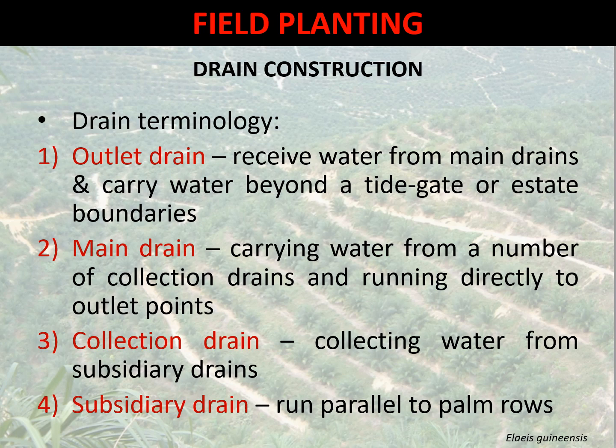Outlet drain is to receive water from main drains and carry water beyond the estate boundaries. Main drain is to carry water from a number of collection drains and run directly to the outlet points. The collection drain is to collect water from the subsidiary drains. The subsidiary drains run parallel to the palm rows.